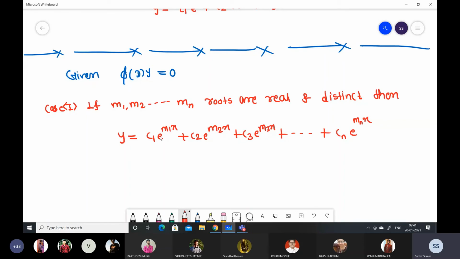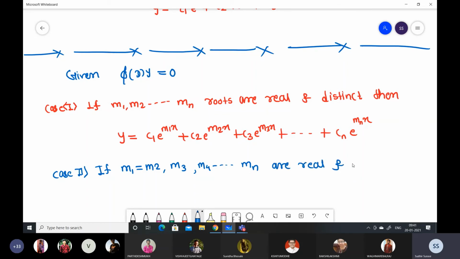But case number 2: if m1 is equal to m2, and m3, m4 up to m suffix n are real and some of them are repeated.